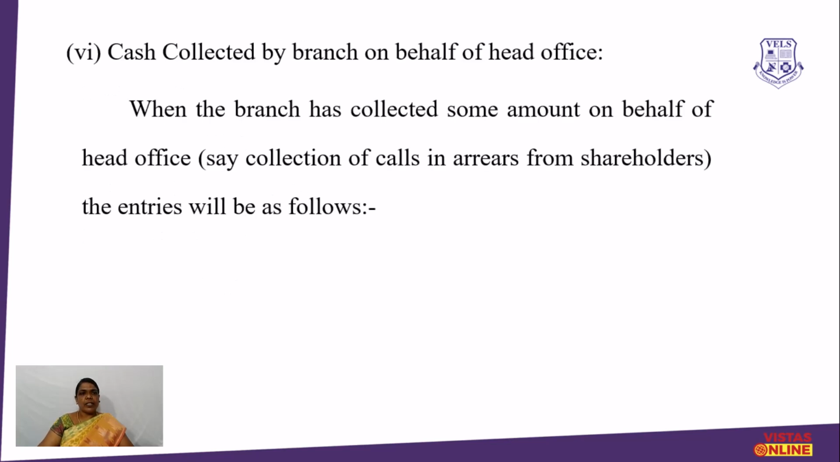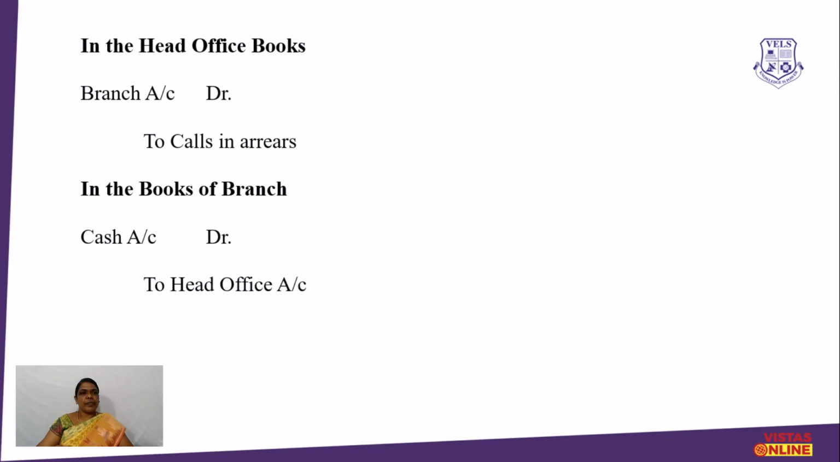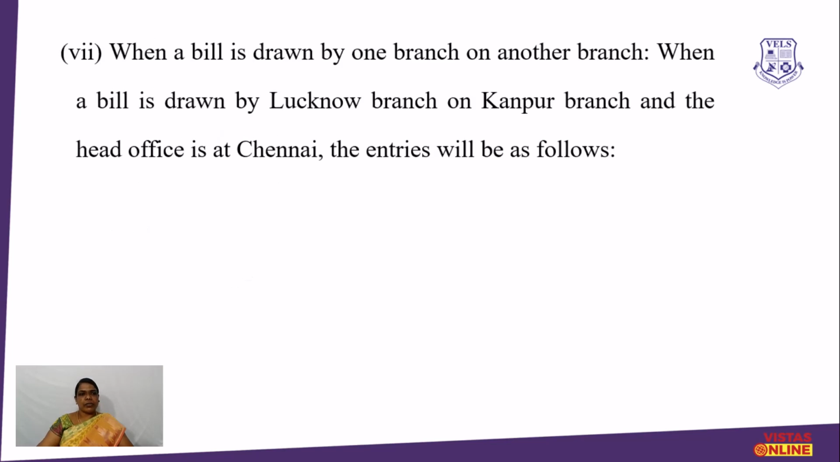The next point is cash collected by branch on behalf of head office. When the branch has collected some amount on behalf of head office, we can see the journal entries I have given. In the books of head office, branch account debtor to calls in arrears. This is the journal entry in the books of head office. But in the books of branch, cash account debtor to head office account. This is the journal entry in the books of branch.